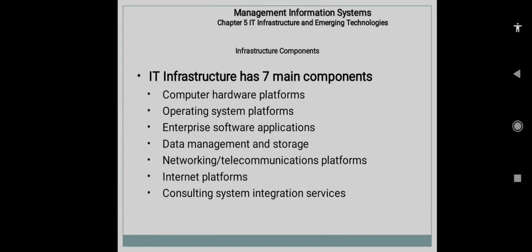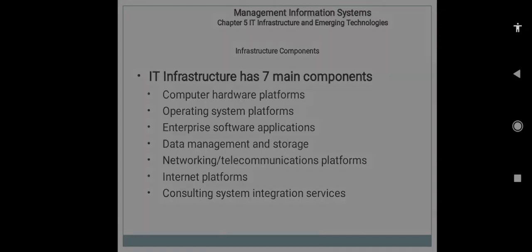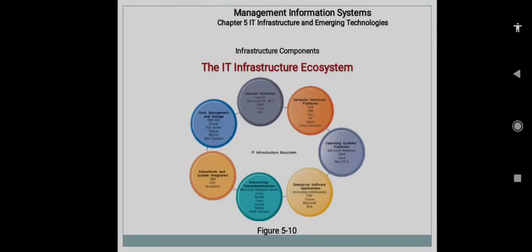IT infrastructure has 7 main components: computer hardware platforms, operating system platforms, enterprise software applications, data management and storage, networking and telecommunications platforms, internet platforms, and consulting and system integration services. These are the 7 major components that must be coordinated to provide the firm with a coherent IT infrastructure. Listed here are the major technologies and suppliers for each component.